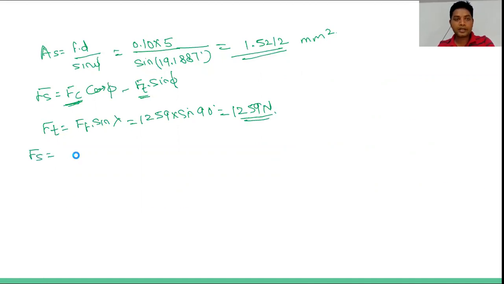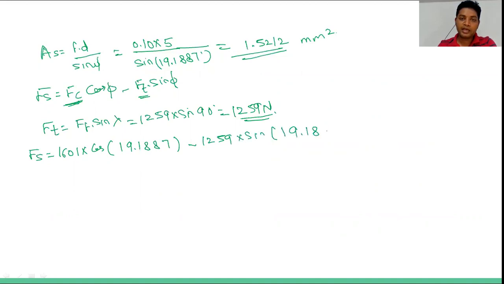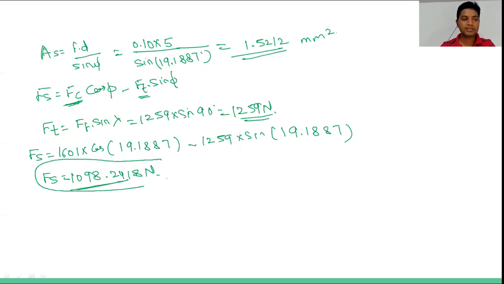ठीक है, so this will be Fs will be equals to Fc, Fc कितना है आपका, that is 1601 Newton into cos phi, that is 19.1887, ठीक है, minus Ft, that is 1259 into sin 19.1887. Okay, so this, when you will calculate it, you will get the value. What I'm getting is, that is 1098.2418 न्यूटन. ओके, तो ये हो गया आपका, दैट इज Fs इन न्यूटन.